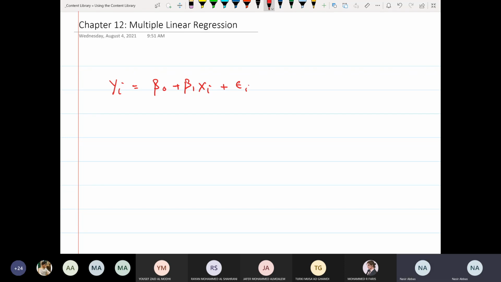We put a lot of restrictions that there is only one variable that is affecting y, which is called x. The relationship between x and y is linear. Epsilon has a normal distribution. It has a zero mean. It has a constant variance. All the epsilon i's and j's are independent of each other. These were all the assumptions.